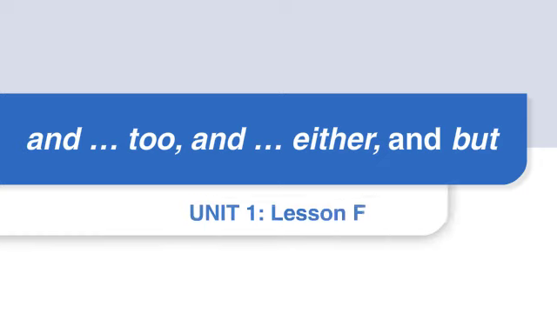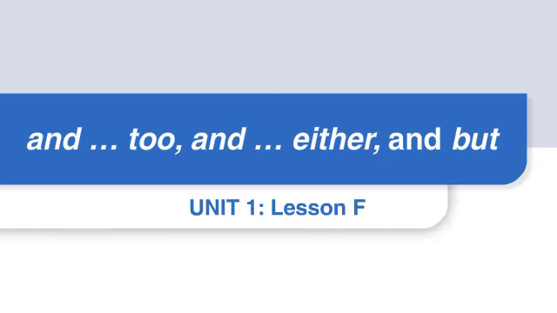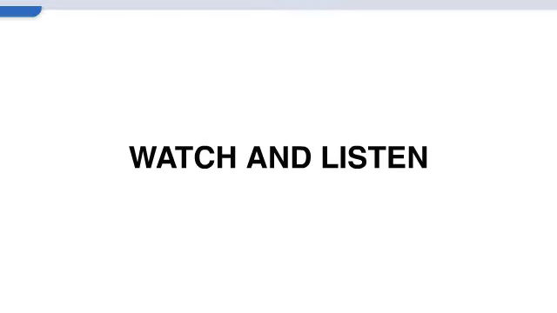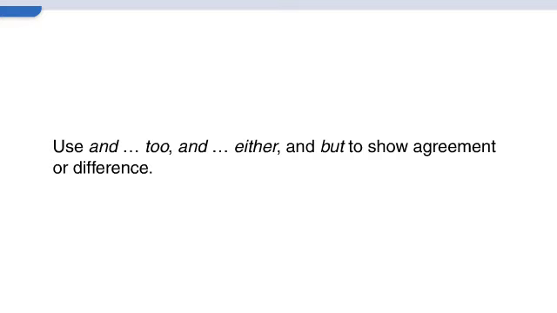And to, and either, and but. Unit 1, Lesson F. Watch and listen. Use and to, and either, and but to show agreement or difference.